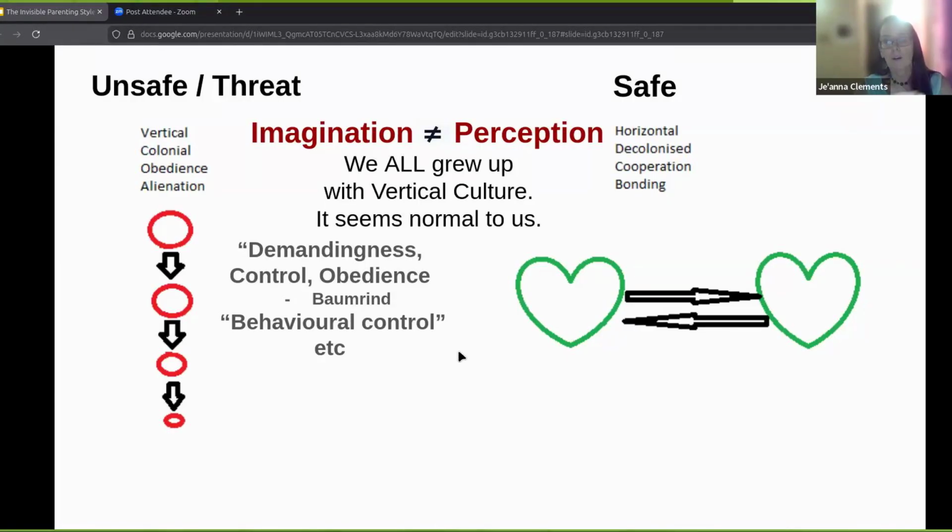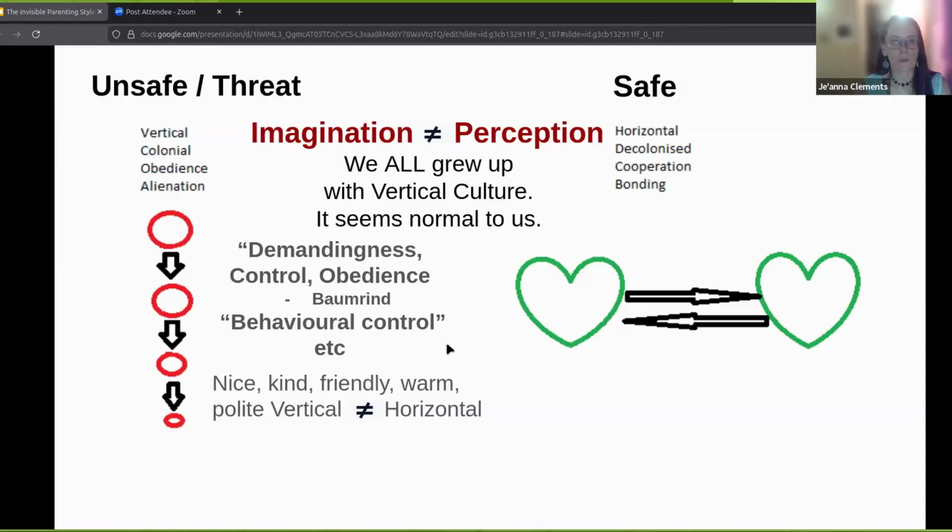In the same way, when people look with vertical eyes at horizontal, they often think that horizontal means be vertical in a nice, kind, friendly, warm, and polite way. Okay? But vertical is not horizontal, no matter how sweet you are about it, which is the one end of misunderstanding that happens when people first come to this work.